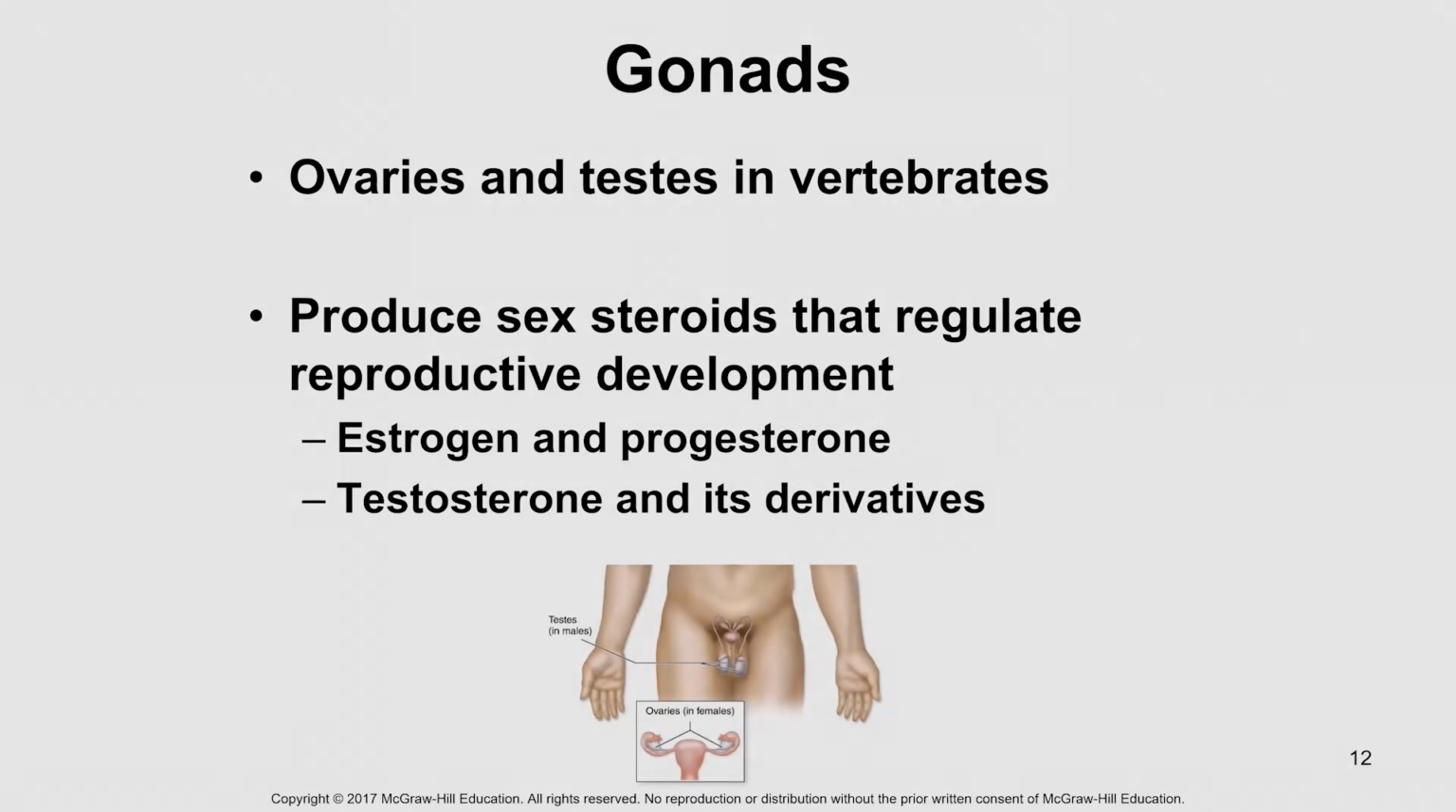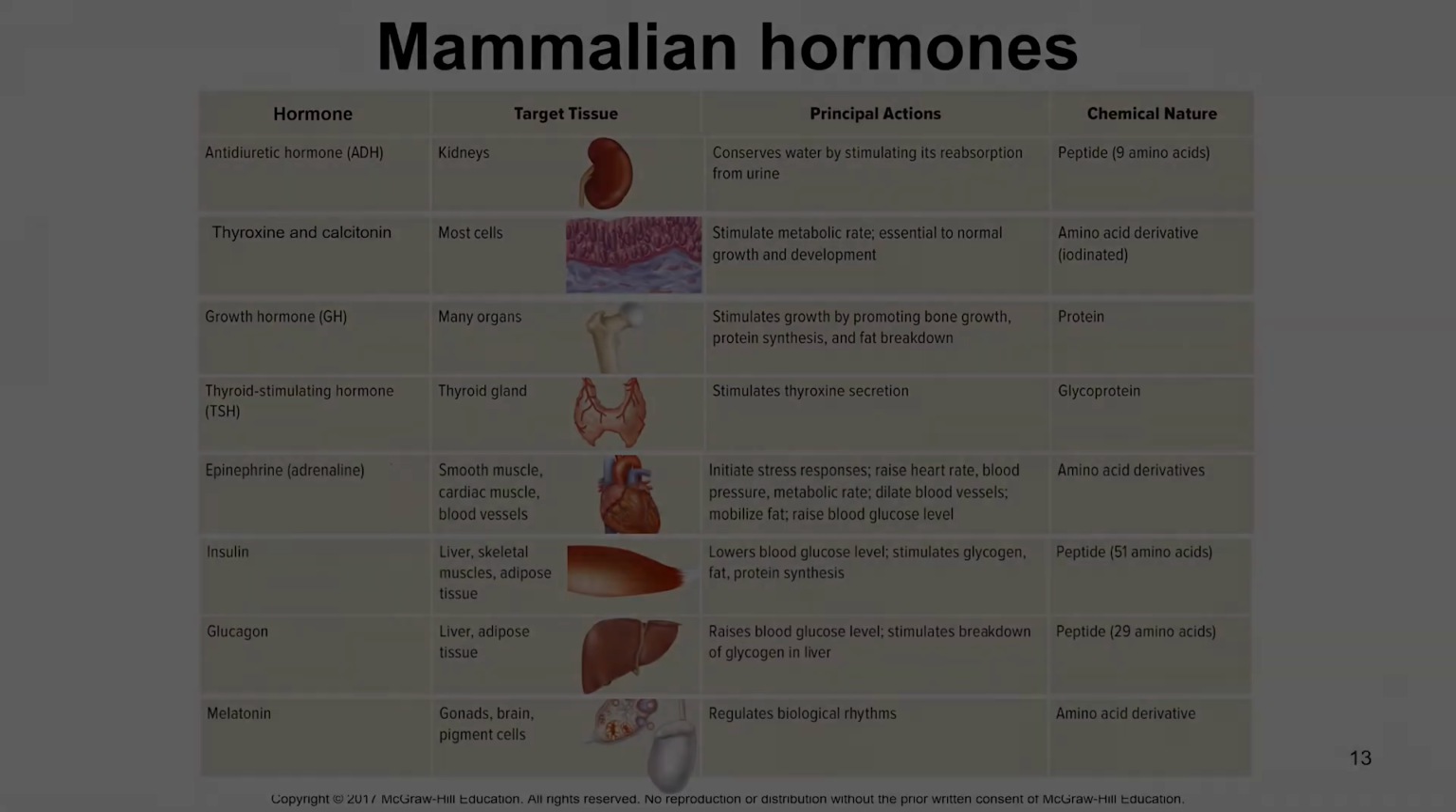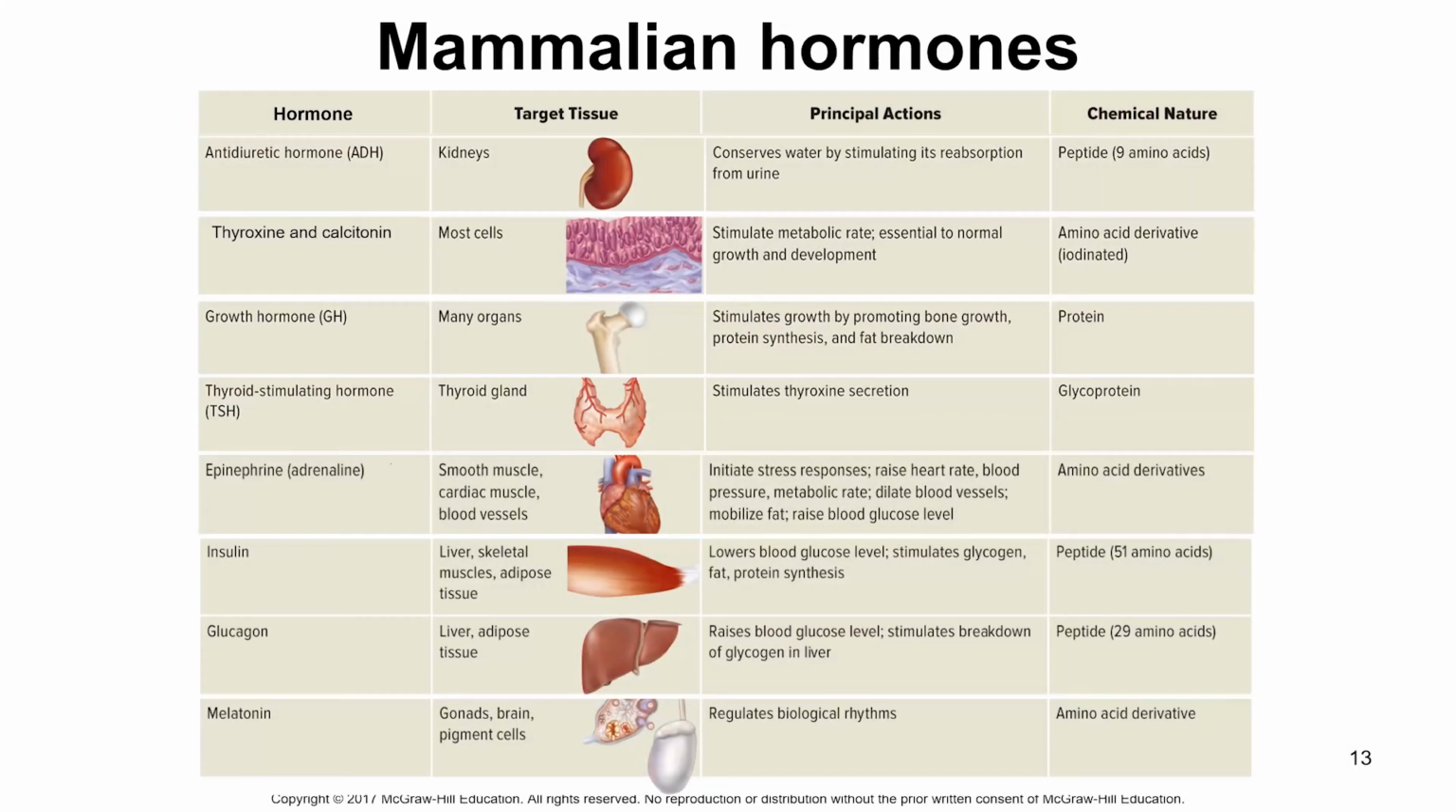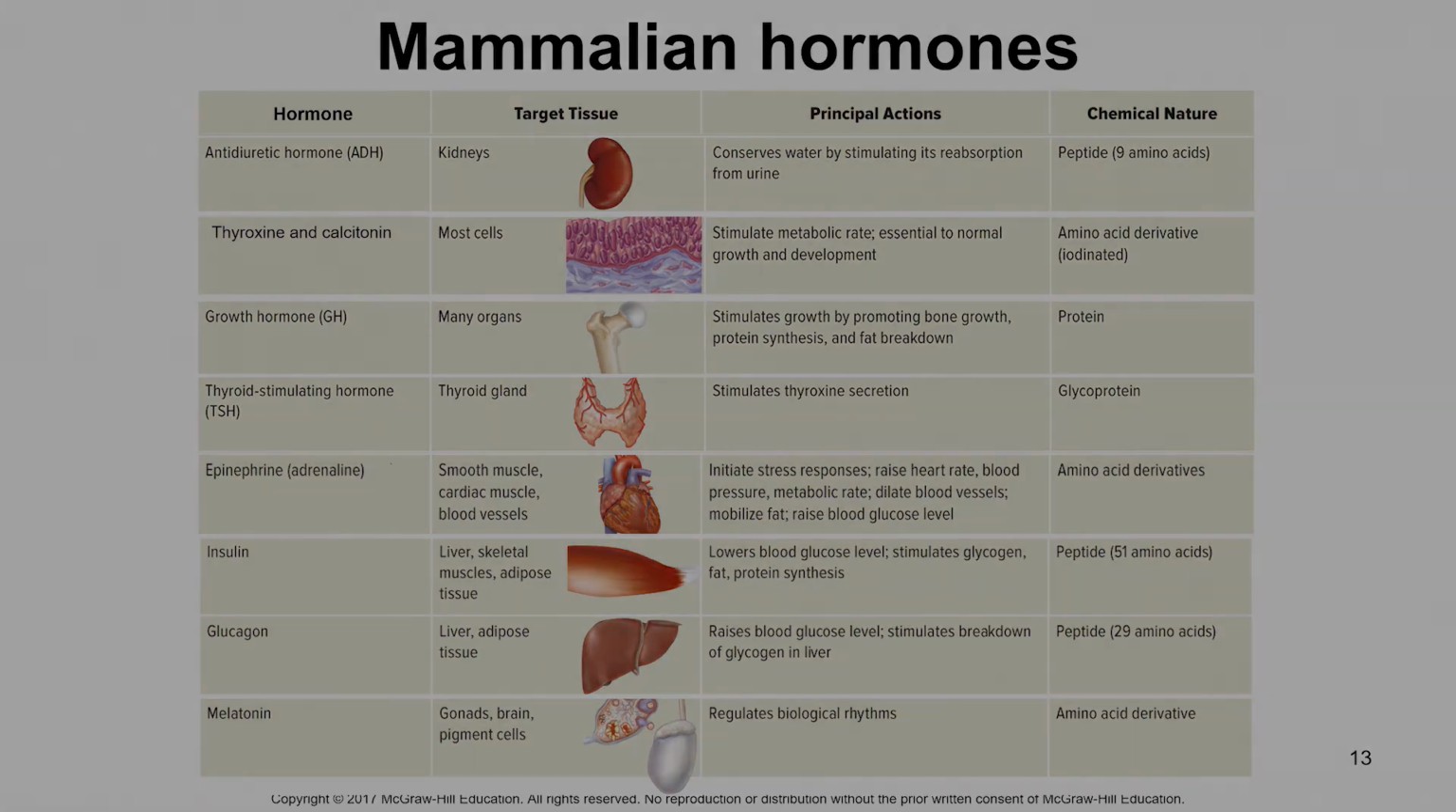And then the ovaries and testes release estrogen and progesterone, testosterone and its derivatives, which are sex steroids that regulate reproductive development. And then this is a list of mammalian hormones, all of which we discussed at least briefly today. This would be a good study tool for the exam that's coming up.